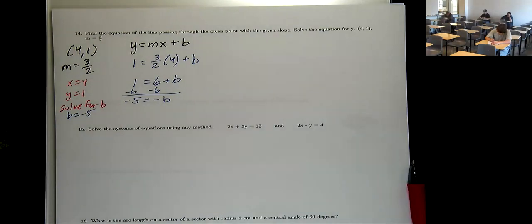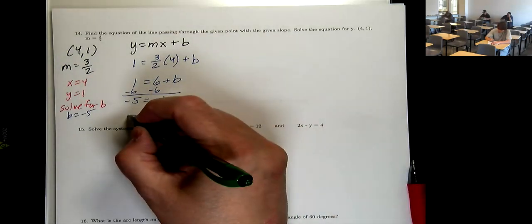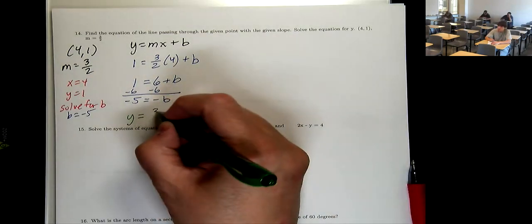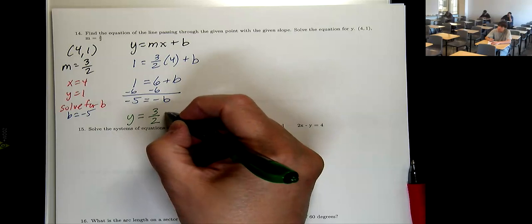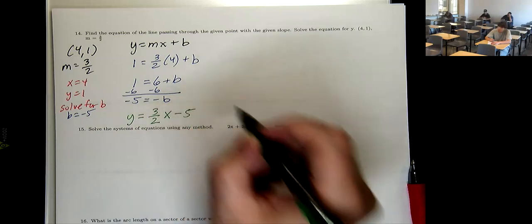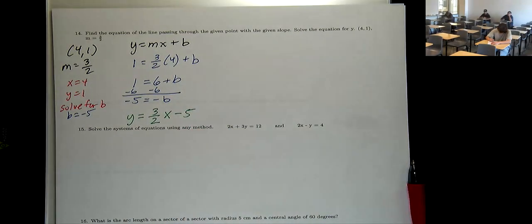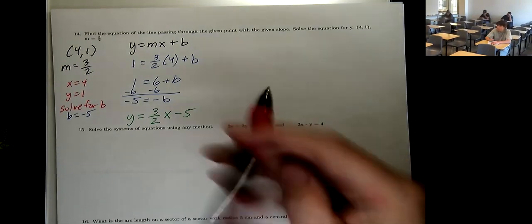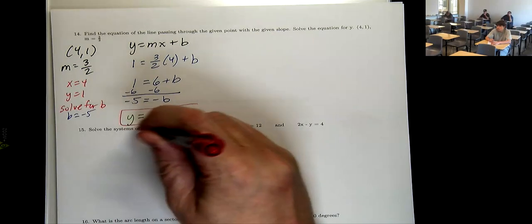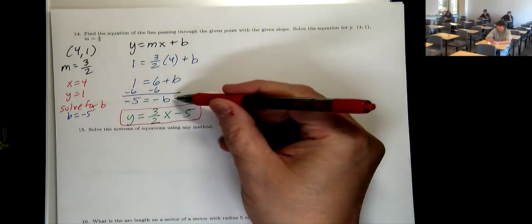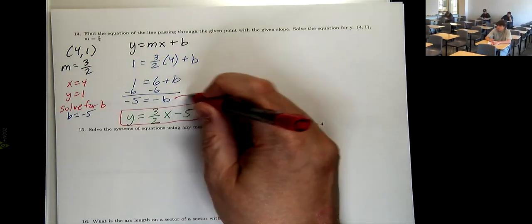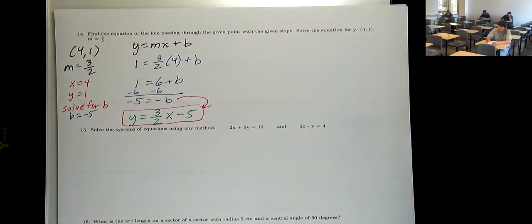So if I put it back together, I need to put m in there. m is 3/2, and b is -5. A lot of people forget to take this b and then do this part. They just stop at b. So you can't stop at b.